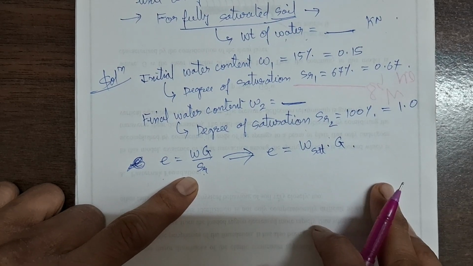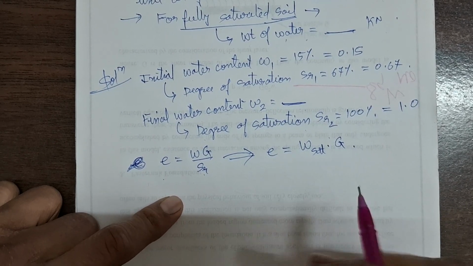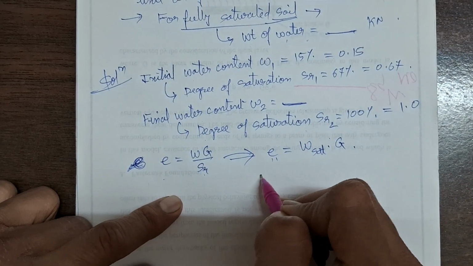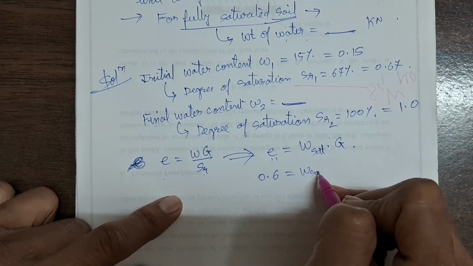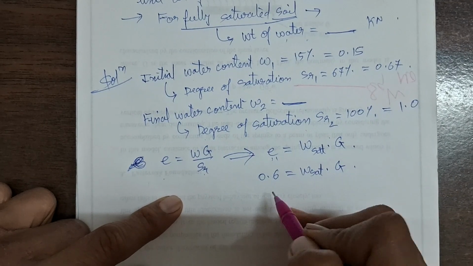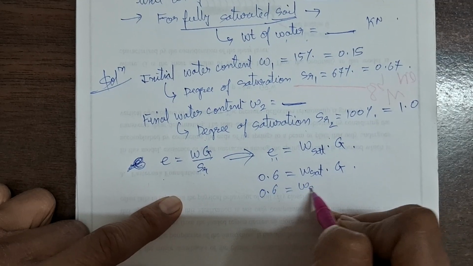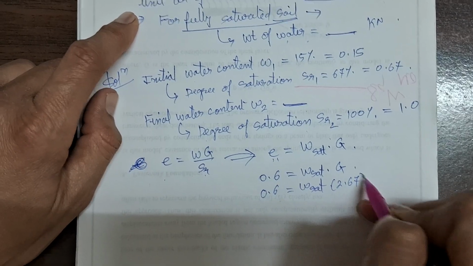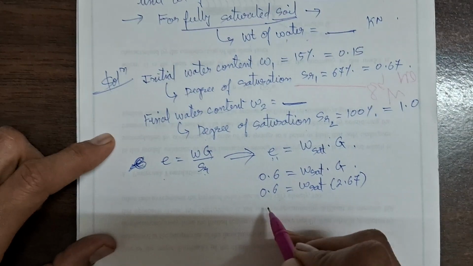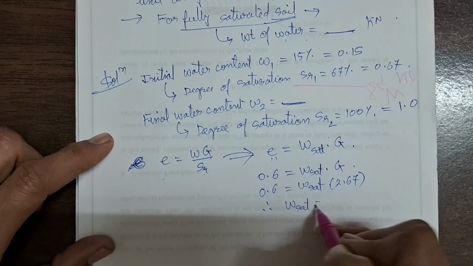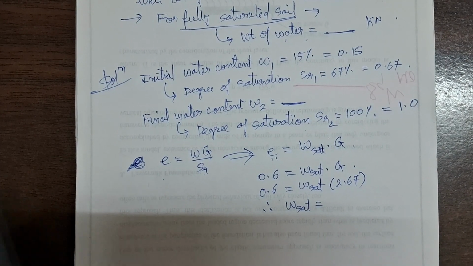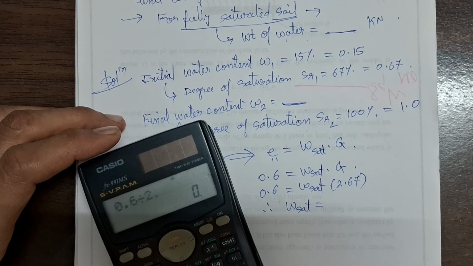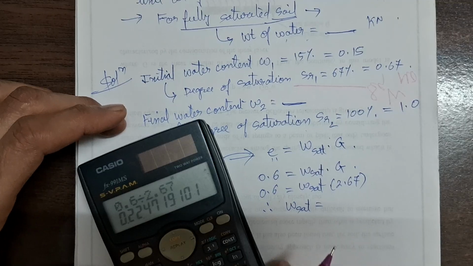E is equal to W_sat times G. Now I know that the value of E is 0.6. So let's substitute: 0.6 is equal to W_sat into G, where G is 2.67. Let's find W_sat. W_sat is equal to 0.6 divided by 2.67, so it is 0.2247.